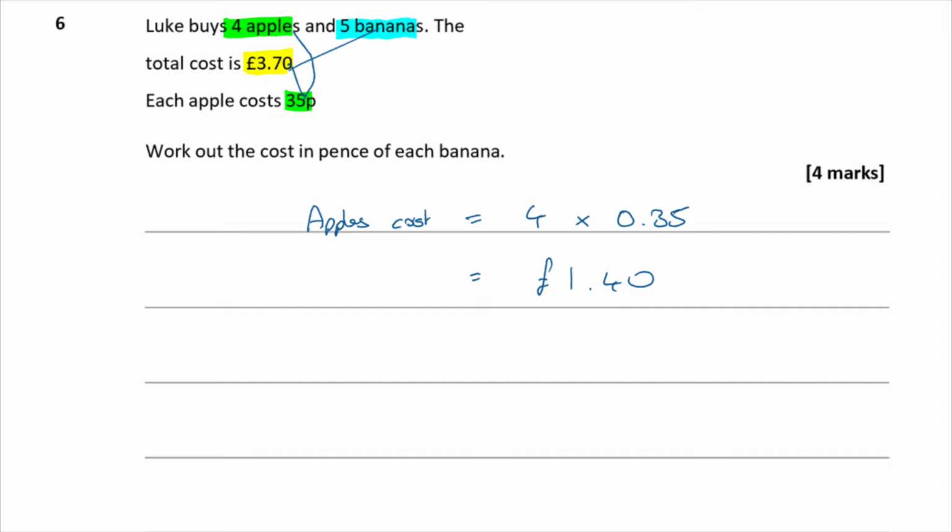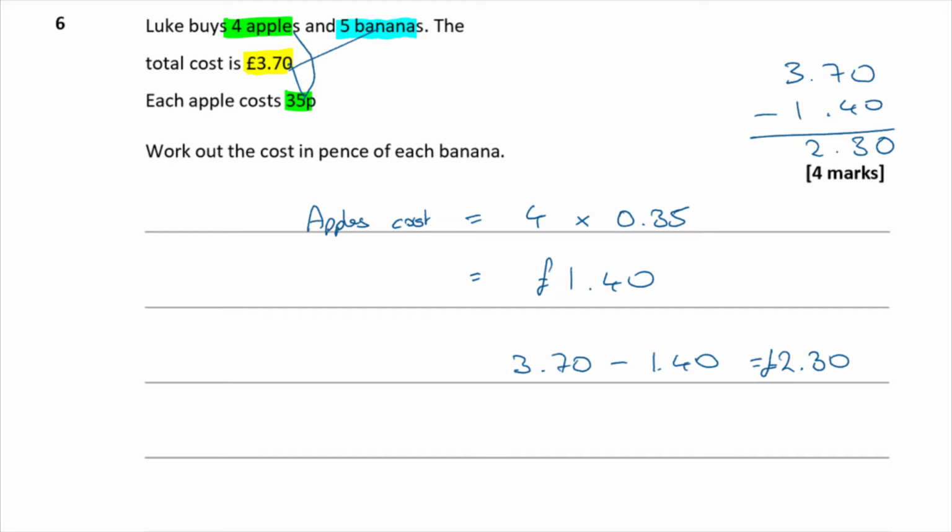So next thing, I'm going to look at what the bananas cost. I'm going to take that £1.40 away from £3.70, and I'm going to see what's left. Okay, so what is £3.70 minus £1.40? I could do that as a column subtraction if it's easier. 370, 140, subtract, that's 0. 7 take away 4 is 3. 3 take away 1 is 2. So that comes to £2.30. So 370 minus 140, that's £2.30.